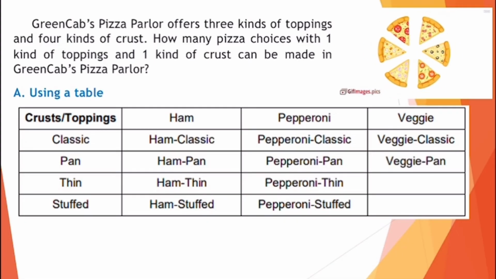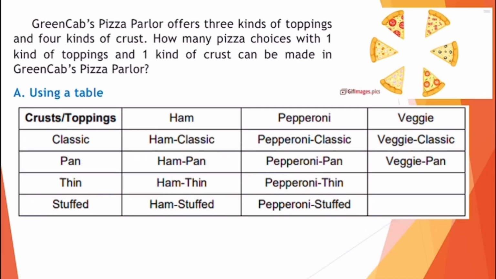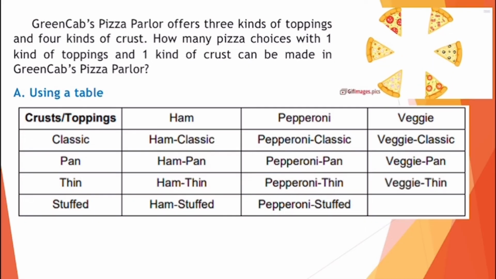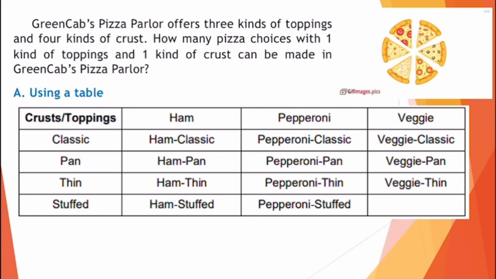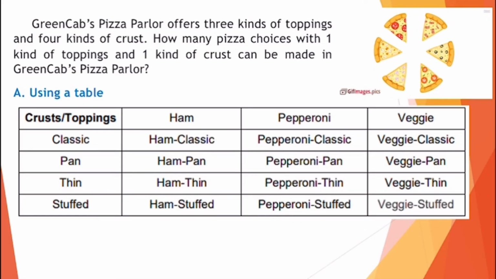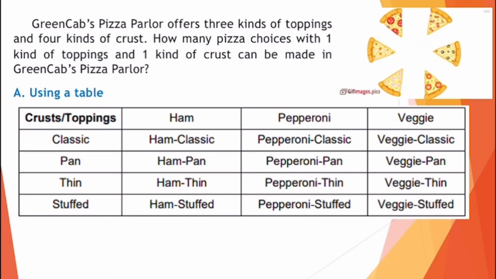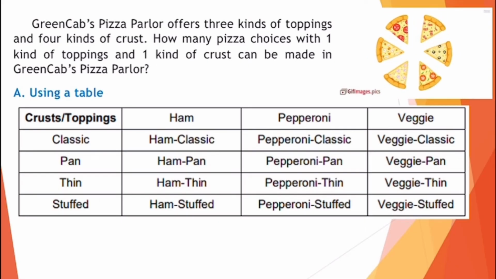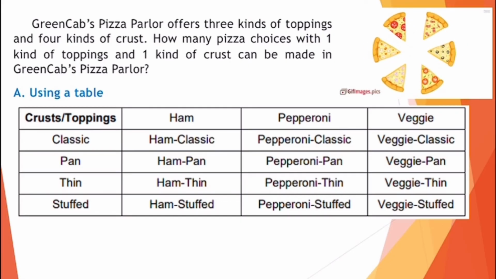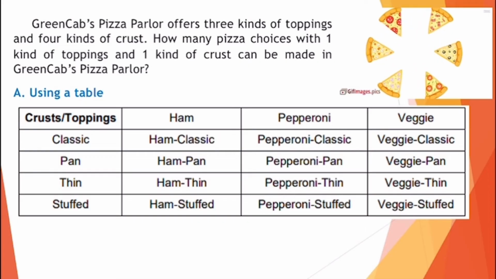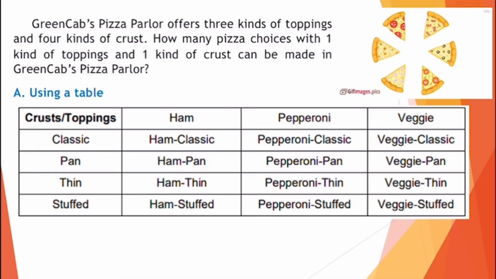Next, if our crust is thin and our topping is veggie, we now have veggie and thin crust. Next, for the last, if our crust is stuffed and our topping is veggie, we now have veggie and stuffed. Now, to answer the question, which is how many pizza choices with one kind of topping and one kind of crust can be made in Green Cub's Pizza Parlor, let's count the results.